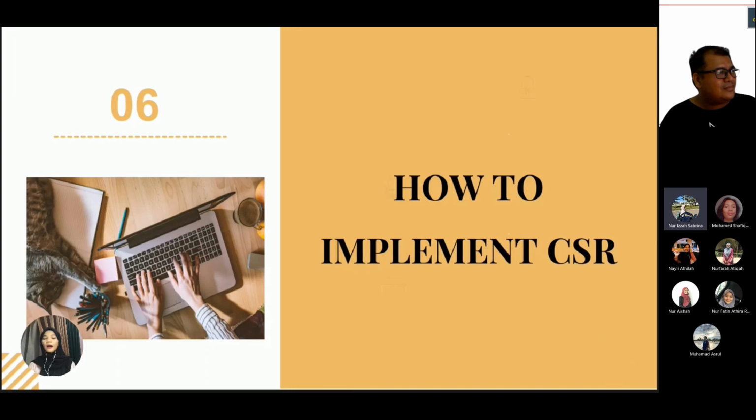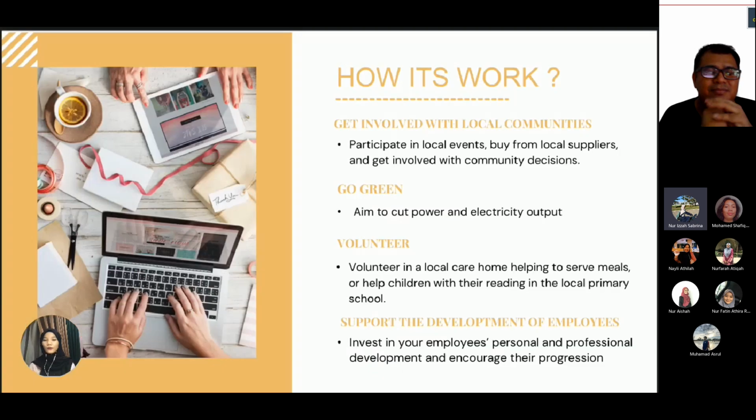Okay, so my part I will present how to implement CSR. As we know lah, maksud CSR ni tanggungjawab company terhadap society. So macam mana satu company ni dia nak menjalankan CSR dalam bisnes diorang. Okay, the first one is get involved with the local community. One way to demonstrate your commitment to corporate social responsibility is to get involved with your local community. For example, participate in local events, buy from local suppliers and also get involved with community decisions.